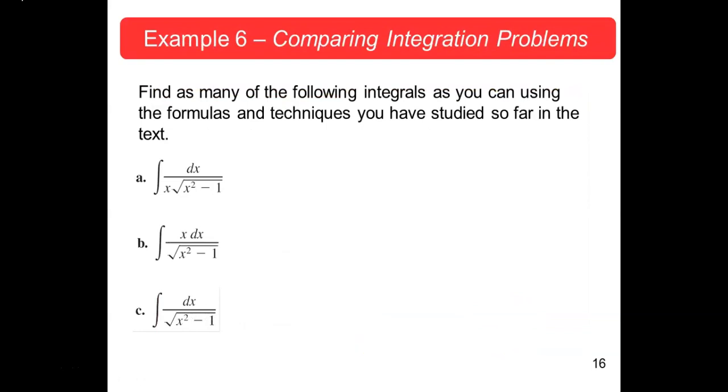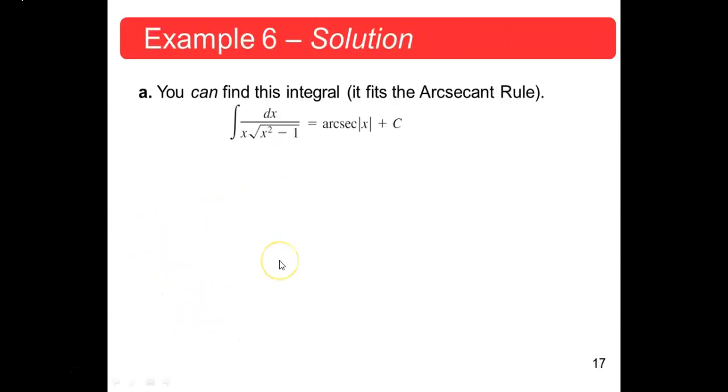So based on the stuff we've learned so far throughout these slides, and not even just these slides, but things you've done before, can you figure out the integral? What techniques would you use to figure out these integrals? If you look at A, for example, A is a distinct example. It fits the arcsecant rule. So you would just use the formula for the arcsecant to see that the integral is just the arcsecant of absolute value of x plus c.